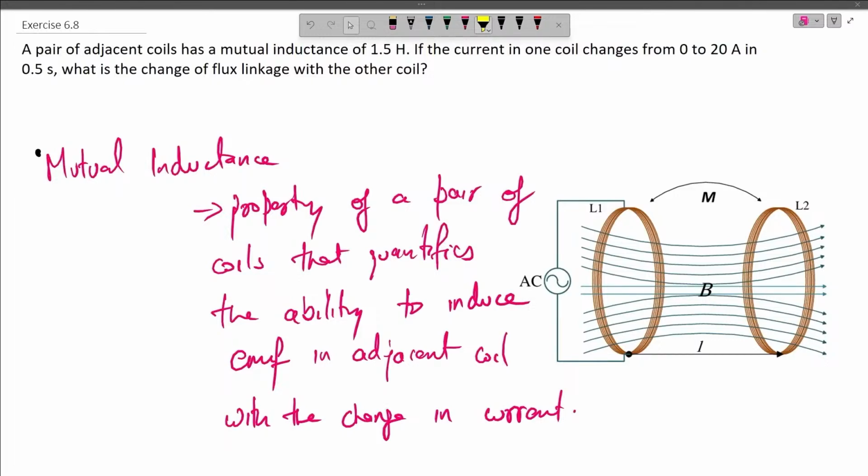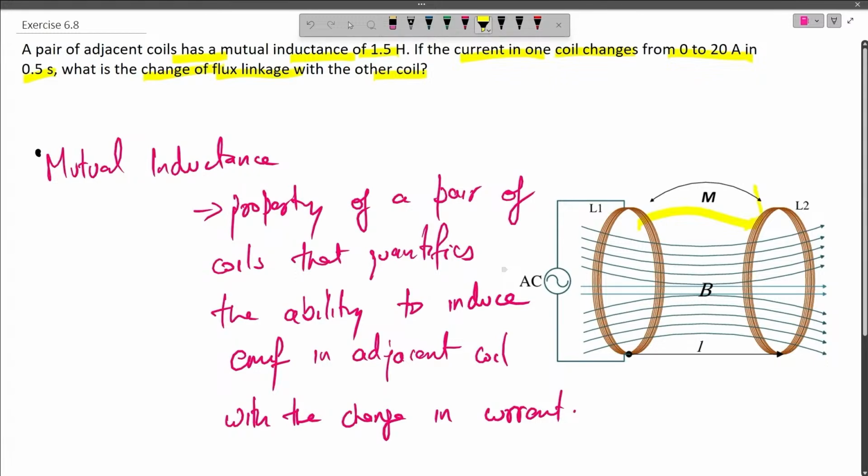The question says that a pair of adjacent coils has a mutual inductance of 1.5 Henry. If the current in one coil changes from 0 to 20 ampere in 0.5 seconds, what is the change of flux linkage with the other coil? Now mutual inductance, we know that it is a property of a pair of coils that quantifies the ability of one coil to induce an EMF in the other coil due to the change in current.